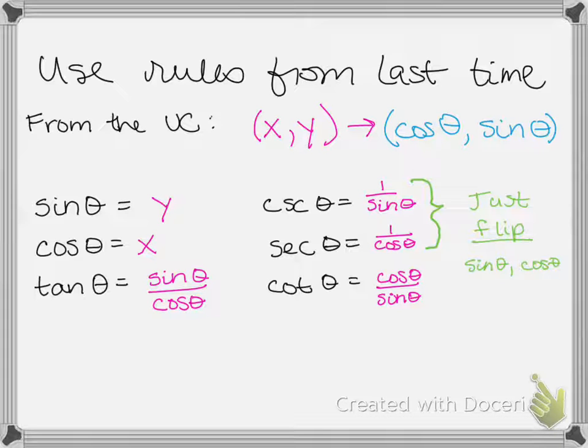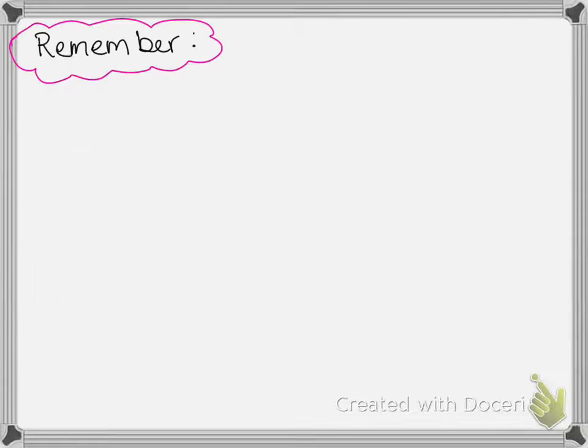From the unit circle, x comma y is cosine comma sine. So sine is y, cosine is x. Tangent is sine over cosine. Cosecant is 1 over sine, which means flip sine. Secant is 1 over cosine, which means flip cosine. And cotangent is cosine over sine.